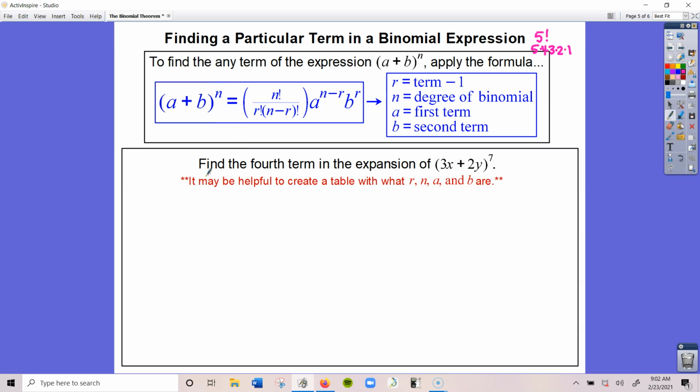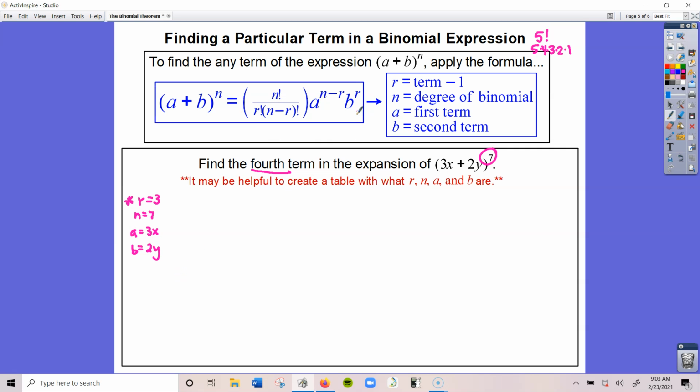So let's try that out. If we want to find the fourth term in the expansion (3x + 2y) raised to the 7th, I put here that it may be helpful to create a table with what the values of r, n, a, and b are. So that's exactly what I'm going to start with. I'm going to write down what all of these letters are. So r, I'm looking for the fourth term, so r is 1 less than that, so 3. n is the degree of this binomial, which is 7. a is the first term, so 3x, and b is the second term, which is 2y.